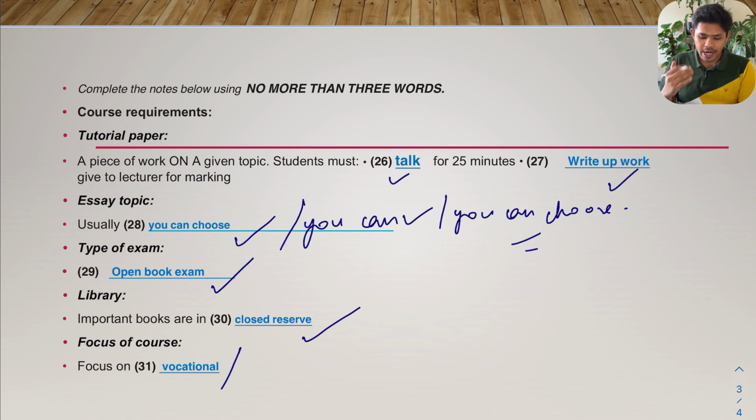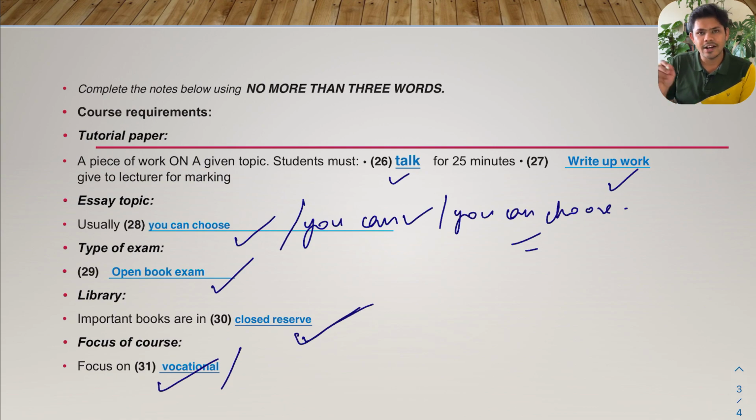So what I would now check is, have I made any errors? Because if I have made errors, this is the time when I have to correct them. Otherwise, I am rolling with my errors. I would come back home thinking I've done a good job, but I've made mistakes because I've messed up with capital and small letters. Let us see. Focus on vocational. Yes, it's part of the sentence. Good. Important books are in closed reserve.